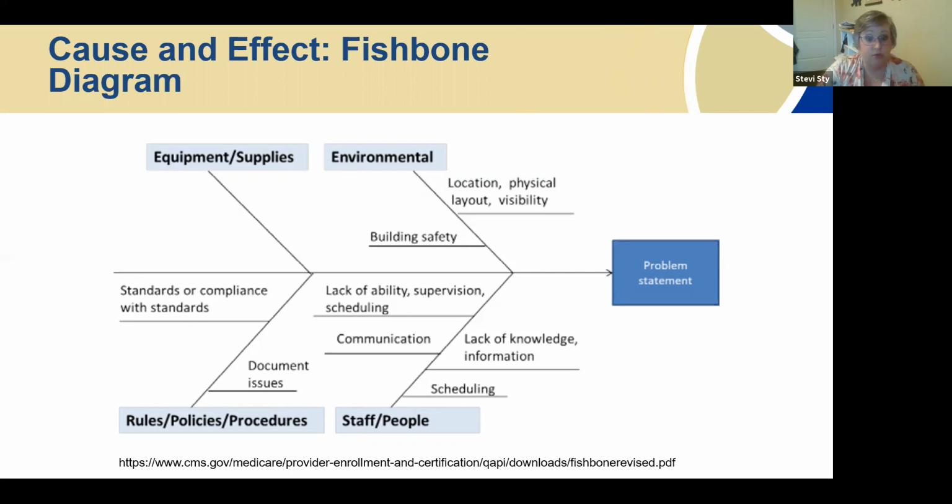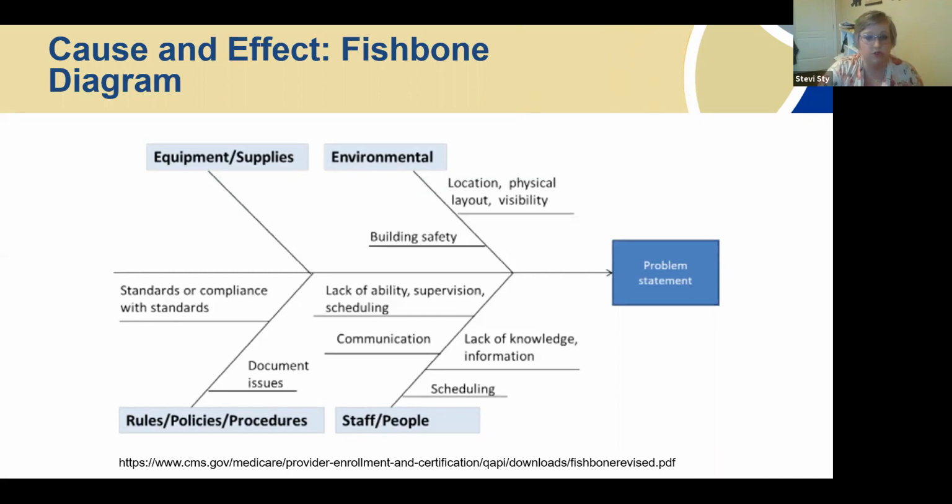And then your team will want to agree on the major categories of the cause of the problem. Those often include things like equipment, supply factors, environmental factors, policies, staff, software, whether or not something is in good working order. So that would fall under equipment.